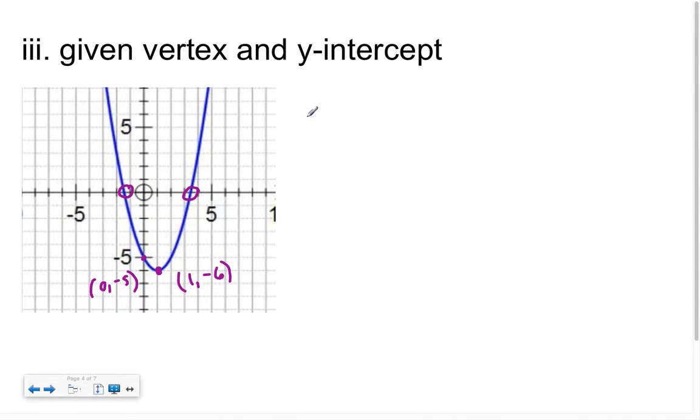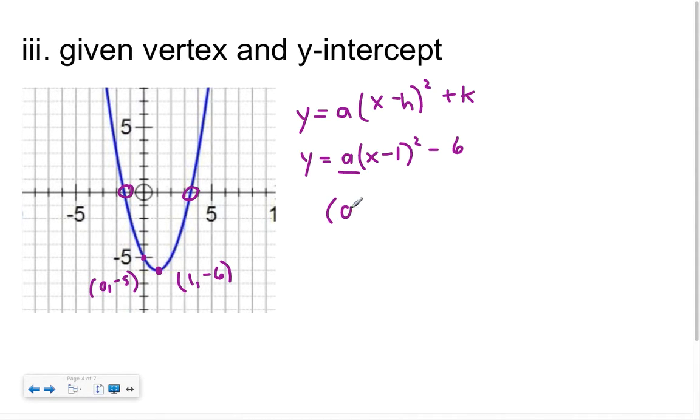So if we have our vertex and we don't have our x-intercepts, we want to use our vertex form in order to start this question. So we've got y equals a onto x minus h squared plus k. So we can plug in our coordinates for our vertex into h and k. So we've got y equals a onto x minus 1 squared, subtract 6. Here, it follows the exact same pattern. We need to find the value of our stretch factor. And how we're going to do that is to use our extra point.